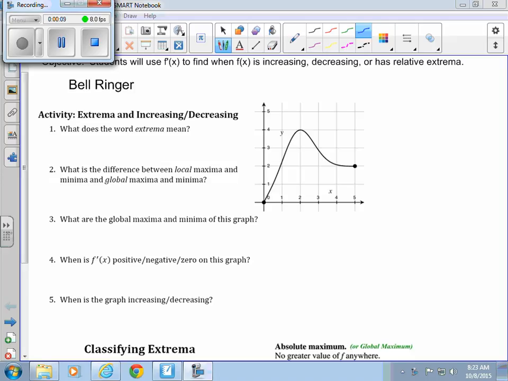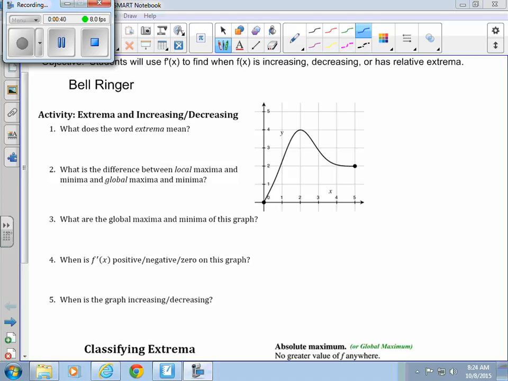I would normally give you a little bit more time, but what does the word extrema mean? If you can't see where you're sitting, you can think back to the closer. So what does the word extrema mean? Good, most, maximum or minimum. So extrema are maximum and minimum values.